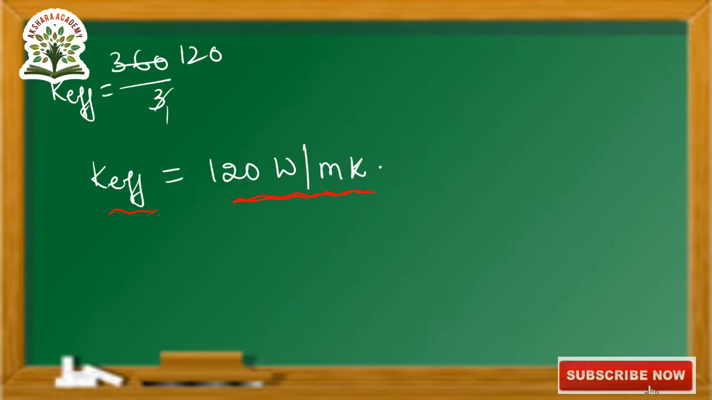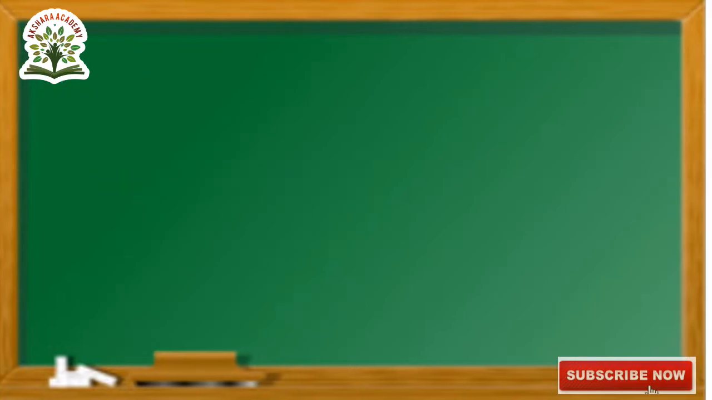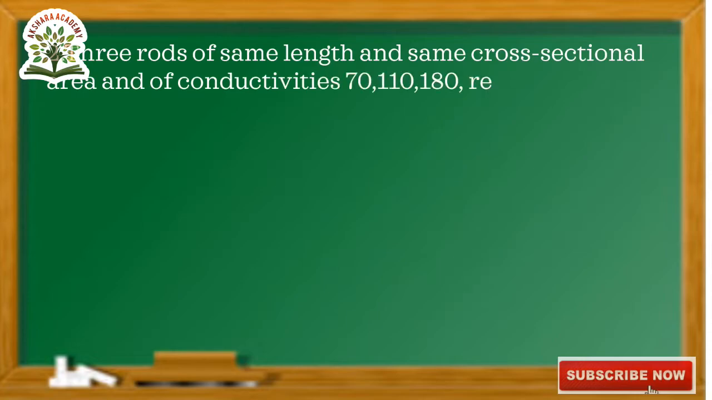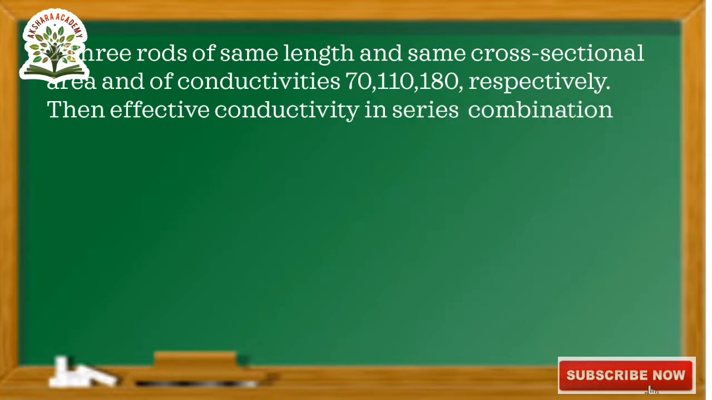We'll go to the next question, that is the second question. Three rods of same length and same cross sectional area and of conductivities 70, 110, 180 respectively. Then find the effective conductivity in series combination. They given three rods of same length and same area of cross section, 70, 110, 180. You have to calculate the effective conductivity in series combination. Let us come to the solution.